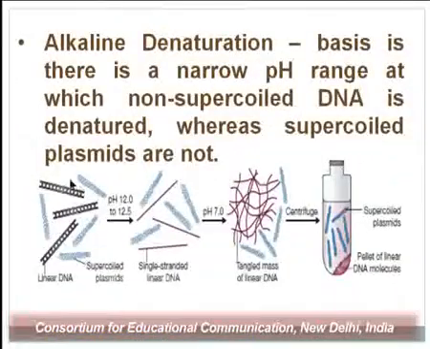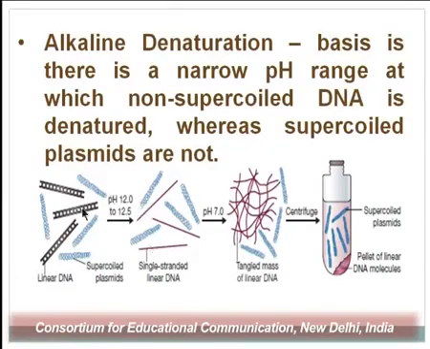Now, by altering the pH of the solution, the larger linear forms, or the non-supercoiled forms, will denature in that very narrow range, whereas there will be no effect on the supercoiled form. That is what is used by the alkaline denaturation method. For example, this is the total cell DNA, shown as a schematic representation. This total cell DNA contains the plasmid DNA as well as the linear genomic or chromosomal DNA.